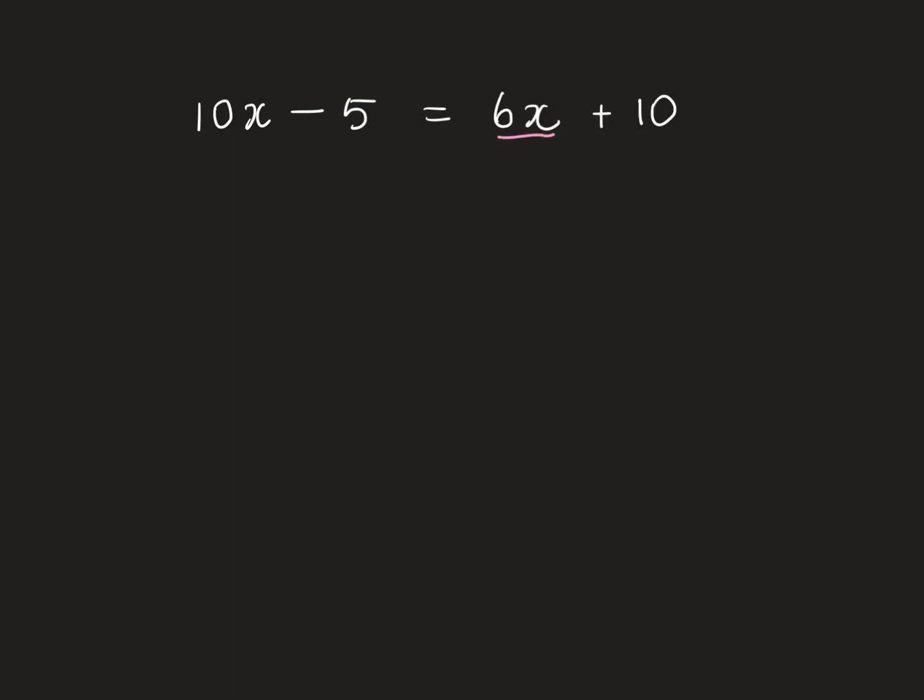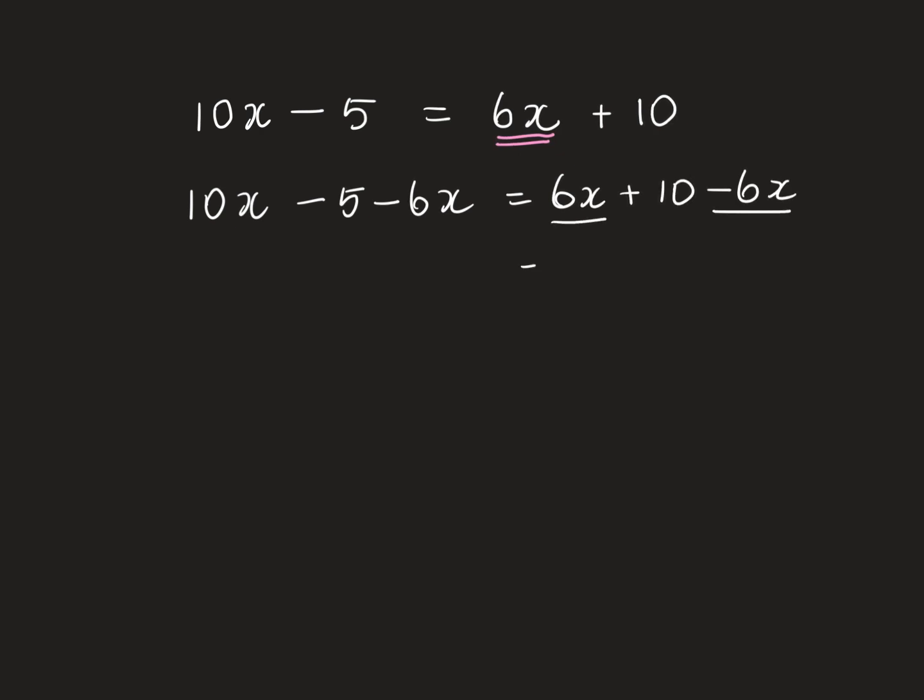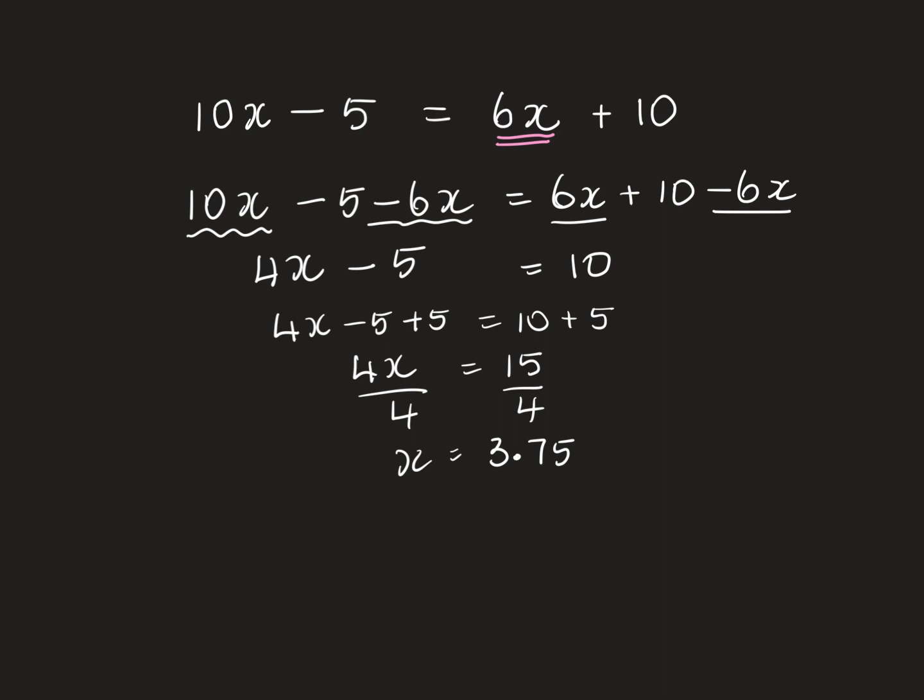Start by getting rid of this 6x here. How do we get rid of 6x? We need to take it away from both sides. 6x minus 6x, that leaves just 10 over here. 10x minus 6x leaves us with 4x. 4x minus 5 equals 10. And then we can solve that in the usual fashion. It doesn't have a whole number answer, but that doesn't need to bother us.